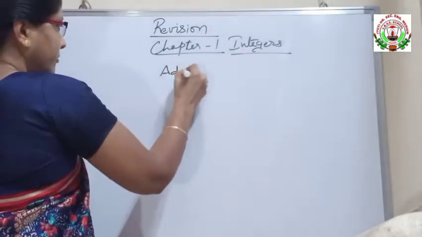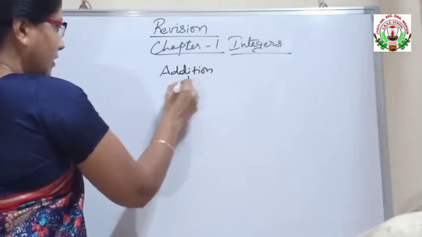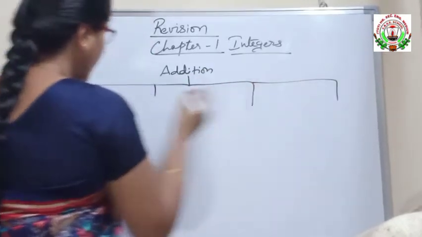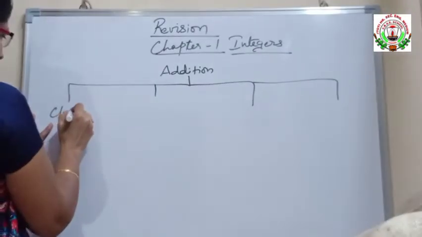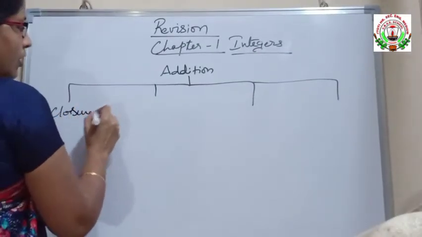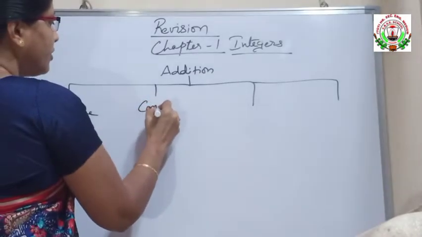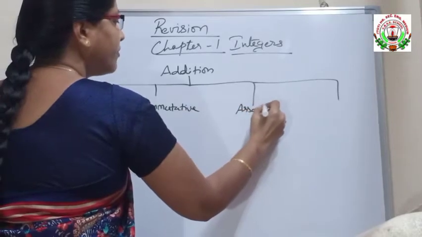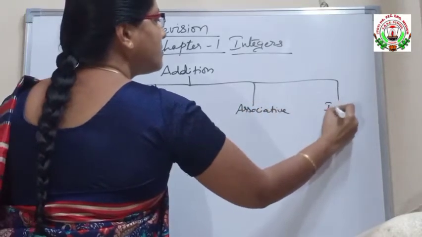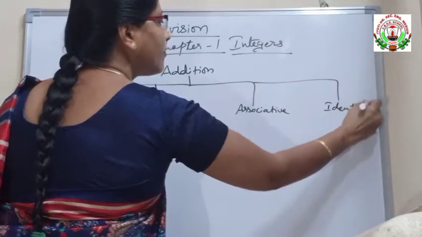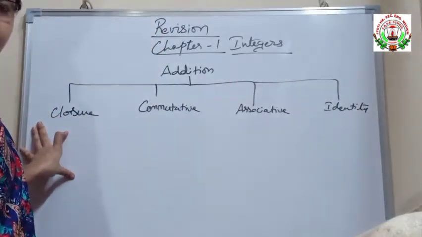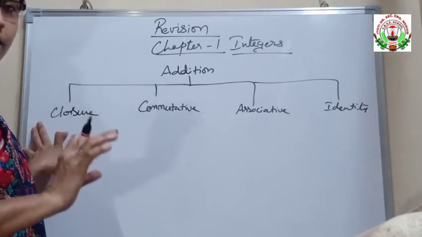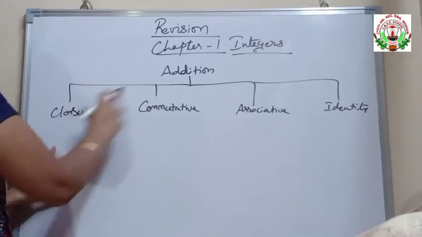See, addition, first one, closure property. Next comes commutative. Next comes associative. Next comes identity. Closure property means if you take any 2 integers, it is closed under addition.